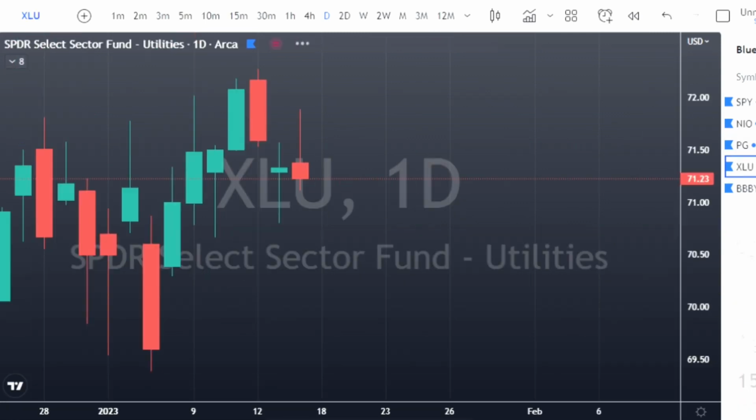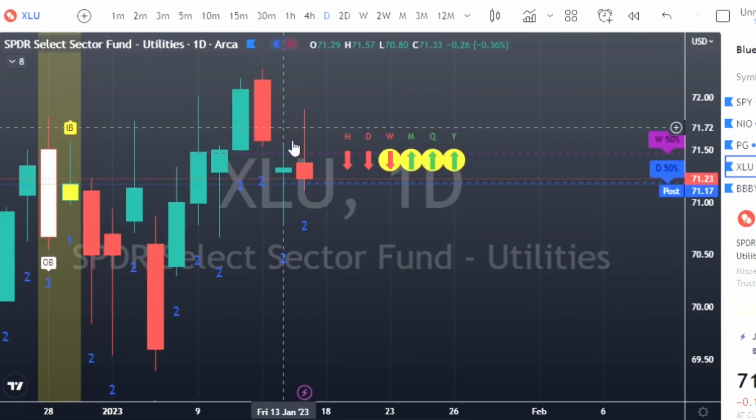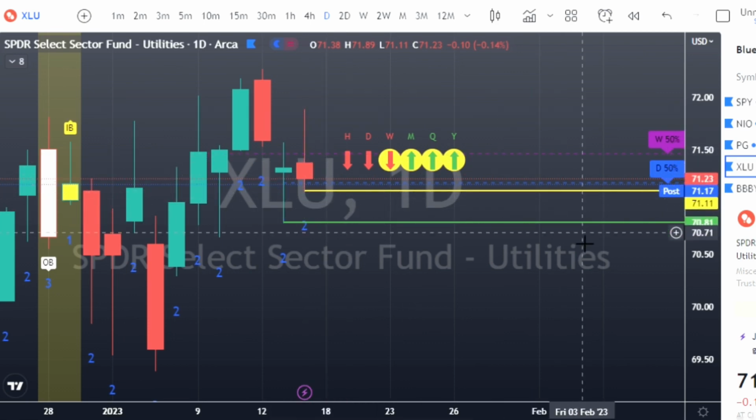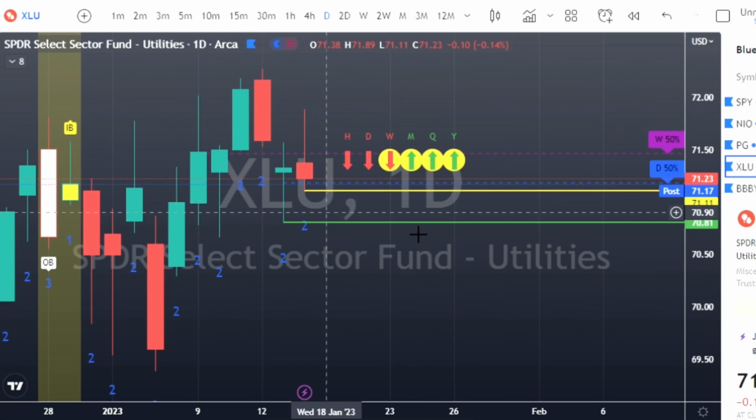We move on to XLU. XLU has the same thing. 2 up, finished red, shooter candle. We look for puts at $71.11 and a first target at $70.81.